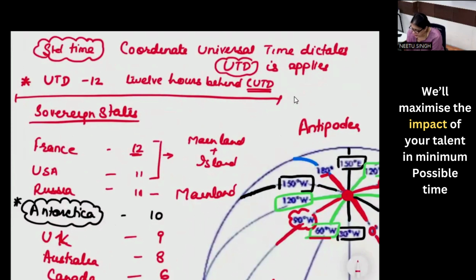So when I take the reference of standard time and standard time zone, among the sovereign states, France has got the maximum time zone, 12.